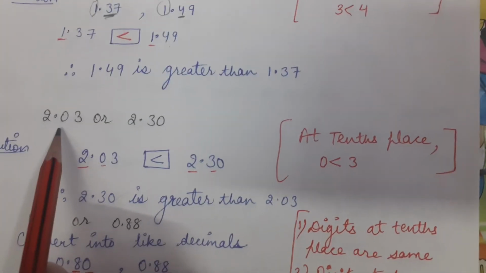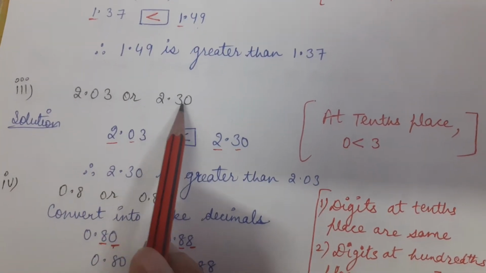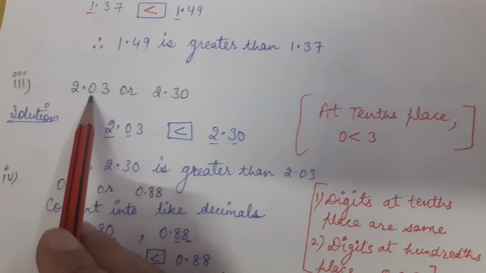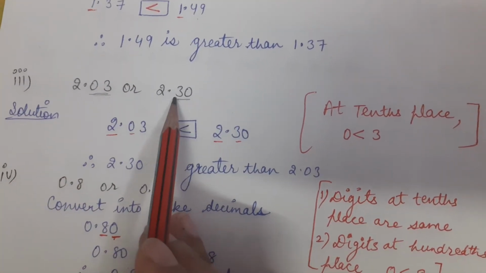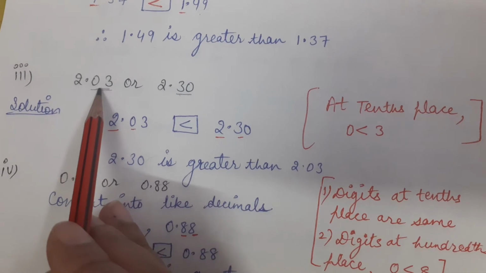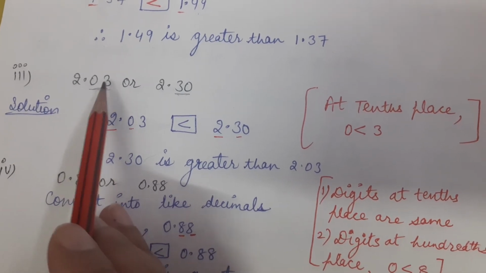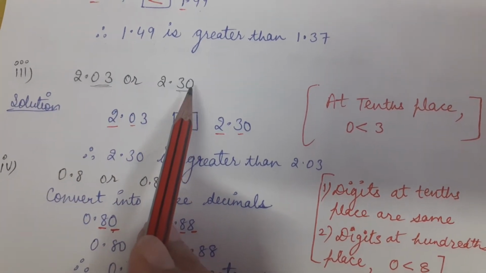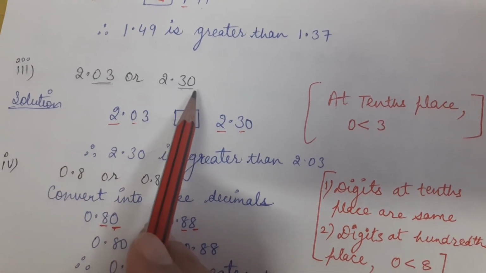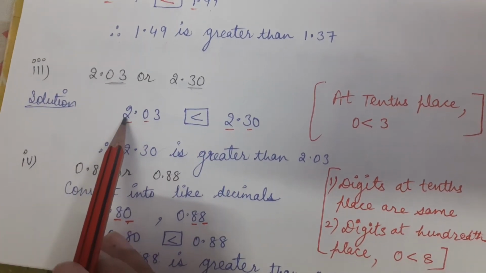Next is 2.03 or 2.30. Again, the decimal places are the same. Two decimal places are there and two decimal places are there, so we need not convert into like decimals because they are already like decimals. Now we have to check the whole part.